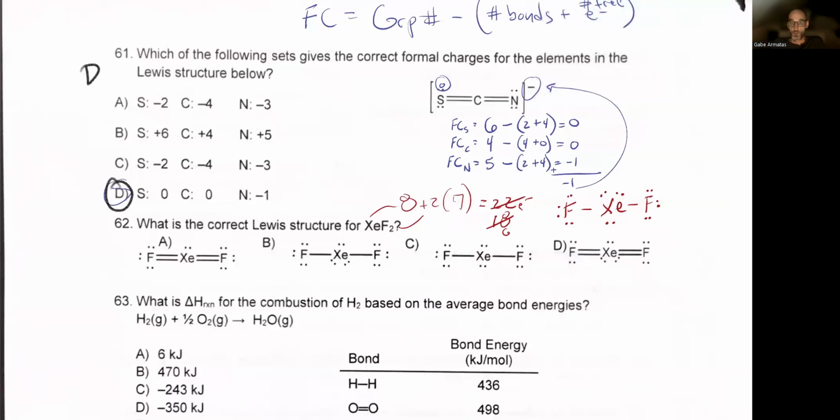We don't generally form multiple bonds with halogens, especially fluorine. So we absolutely could eliminate those right off the bat. And it comes down to how many are on the central atom. So B for this one, 62.